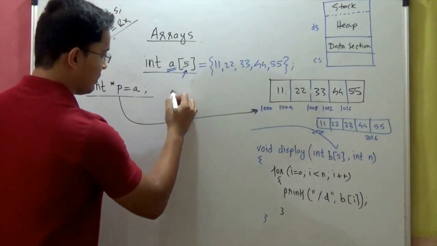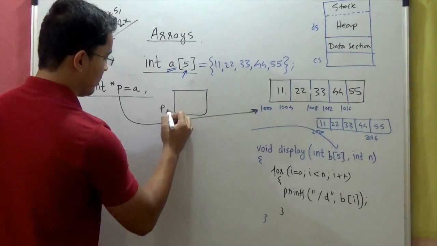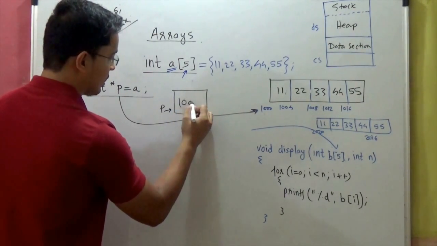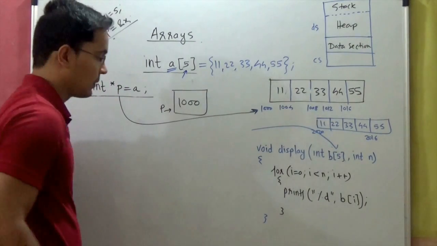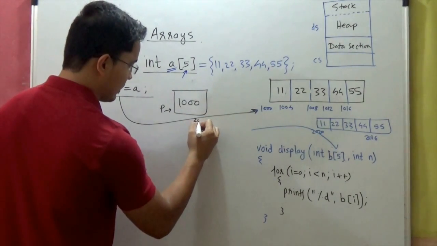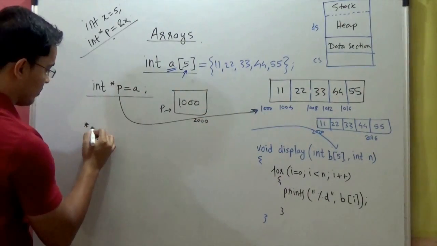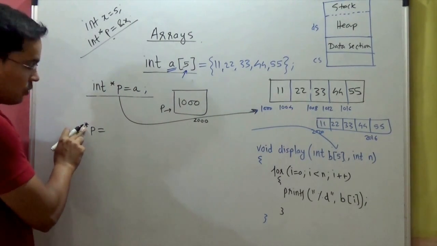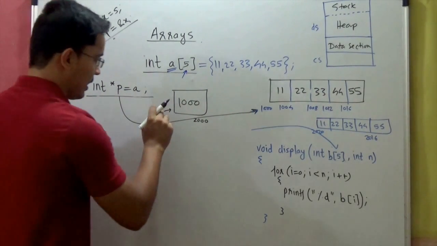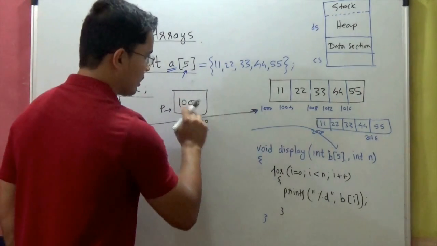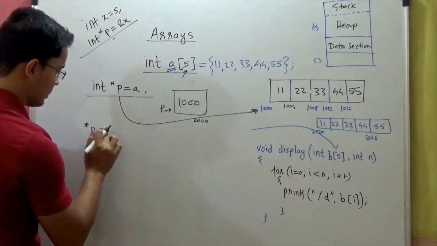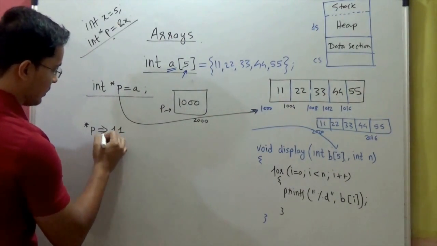So you can imagine p like this. p is a variable which is storing the value 1000, which is the address of 11, and itself it will have some address, let's say 2000. *p, value at address stored by p. Address stored by p is 1000, value at 1000 is 11. This will give us 11, right?